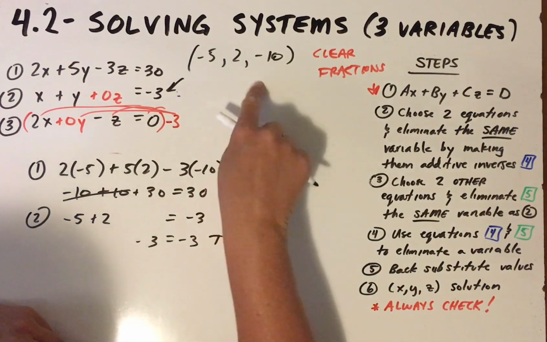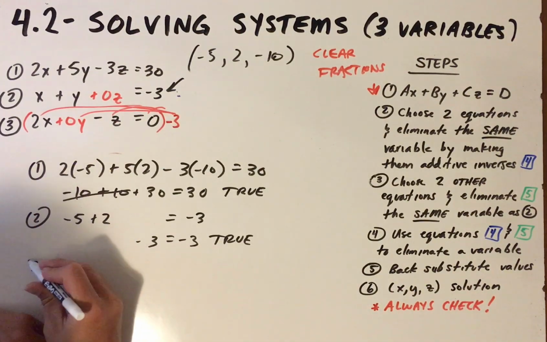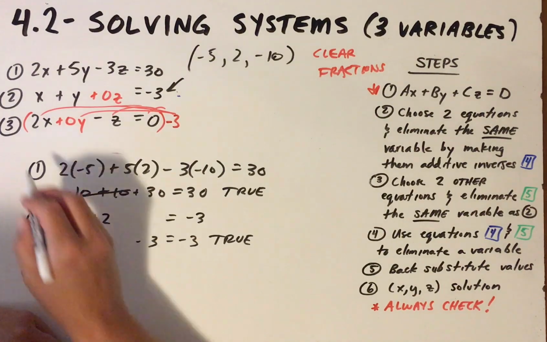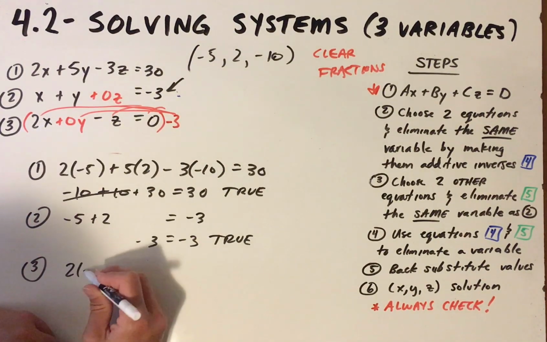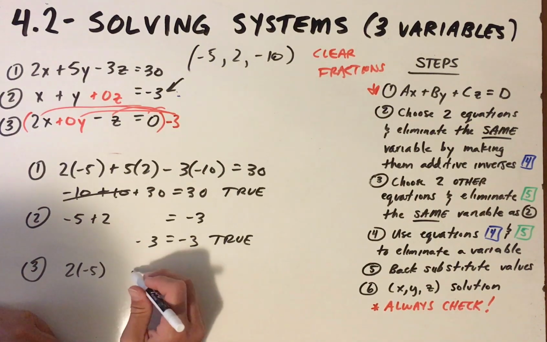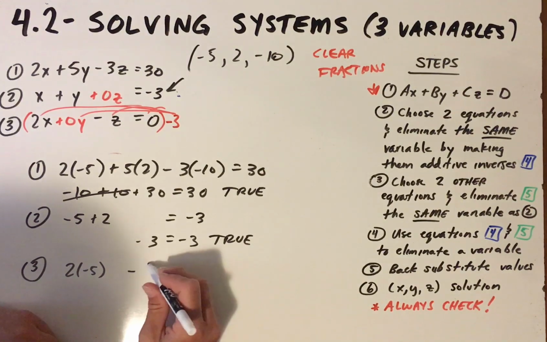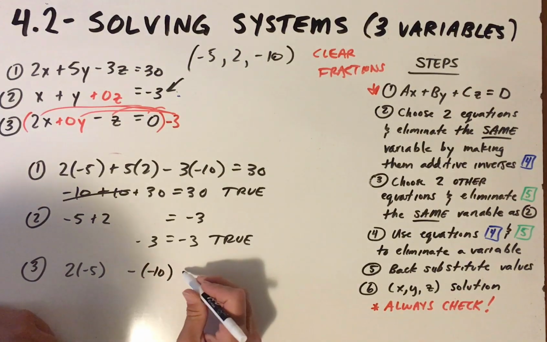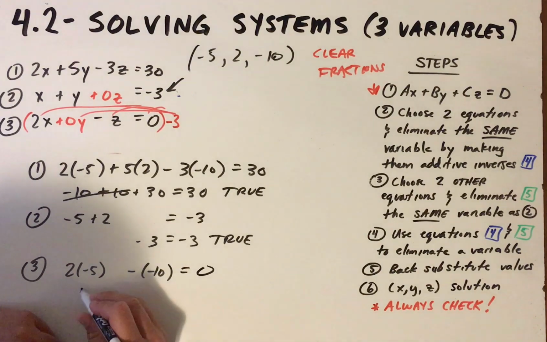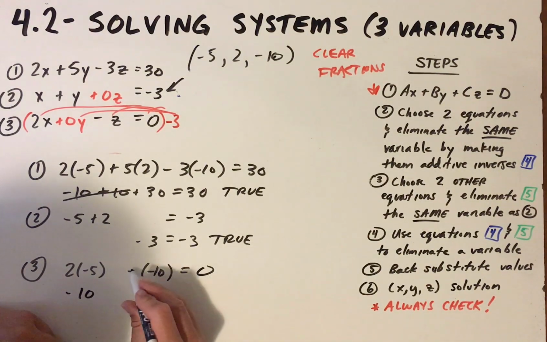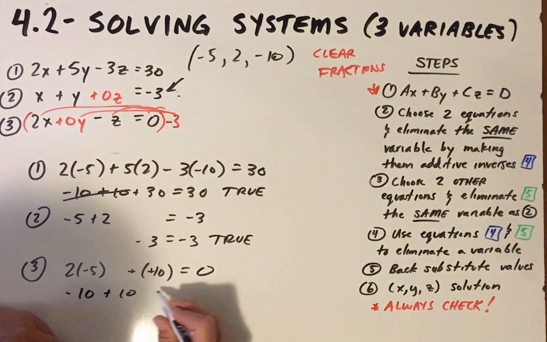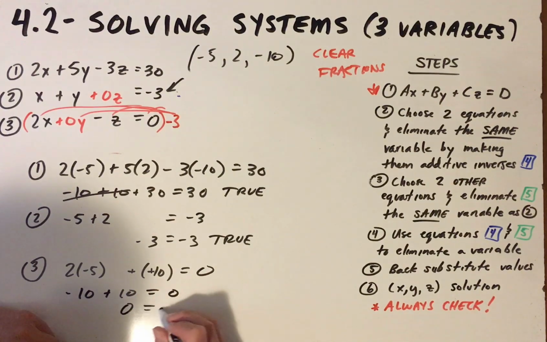But for it to be the solution, it has to lie on all 3 planes. So when I plug this value in here, I've got 2 times a negative 5 minus z, which is a negative 10, and that's going to be equal to 0. Well, this is a negative 10, and this is a plus 10, so 0 does equal 0.